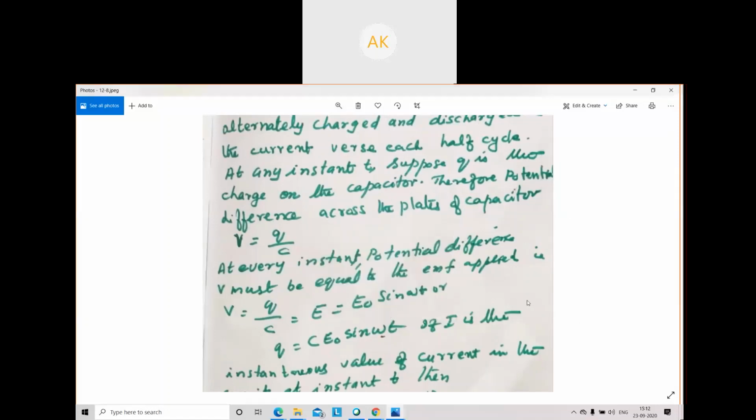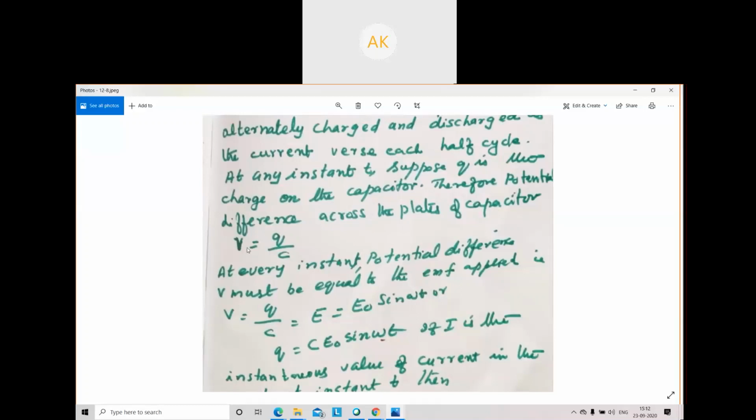Okay. So the potential difference developed across the capacitor, this equation we have studied in the second chapter: V equal to Q by C. So here we have to take the EMF applied, V is equal to E. V equal to Q by C equal to E. That formula you have to take. And E equal to E0 sin omega t. So that is the equation with which we have to start this derivation.